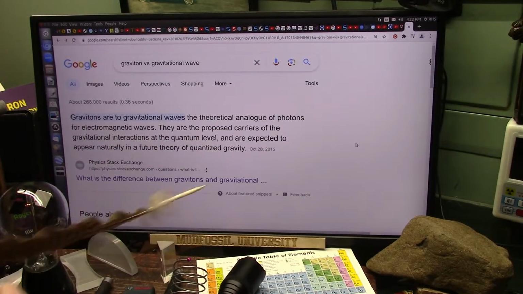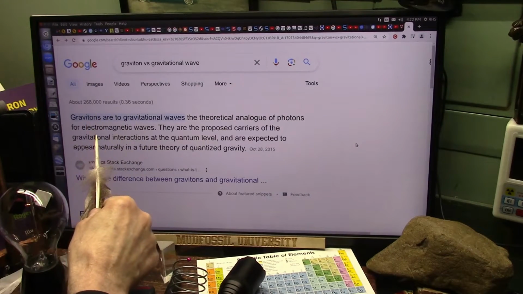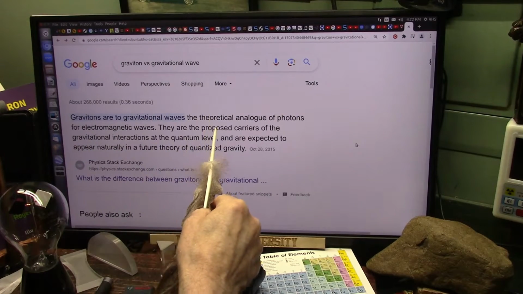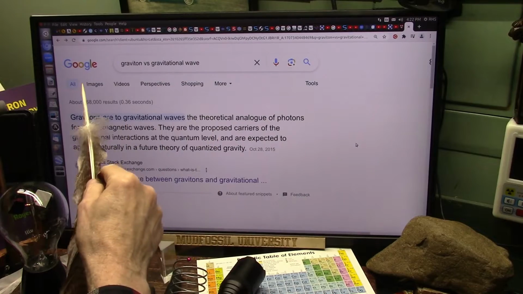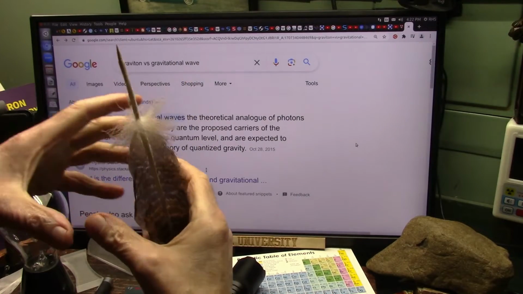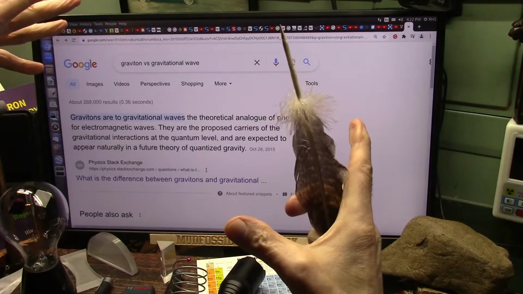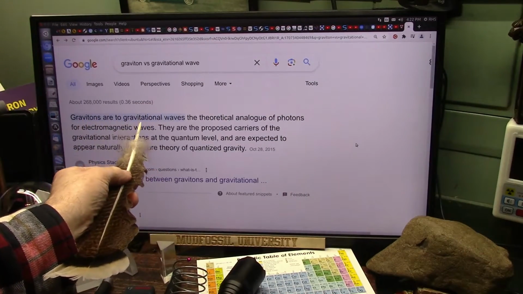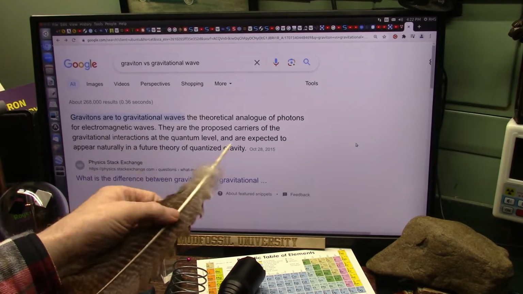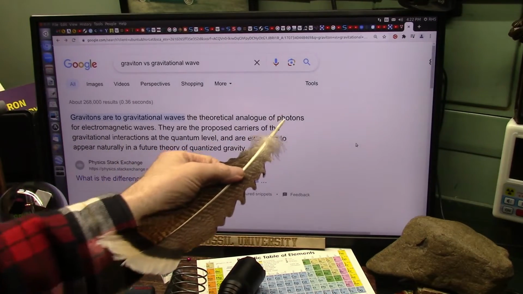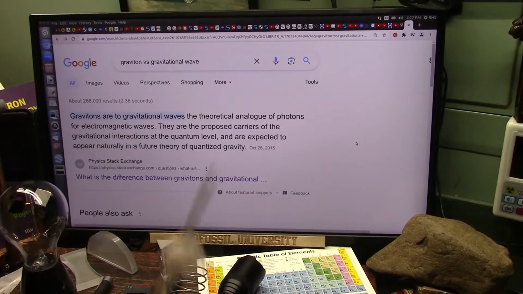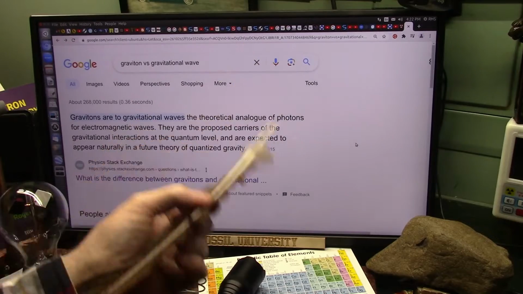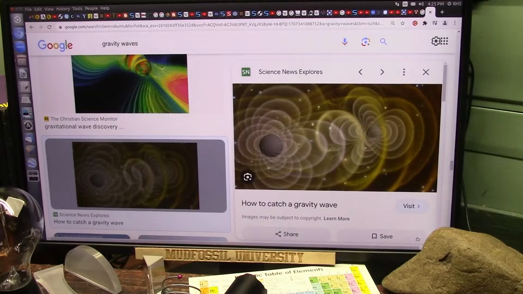Okay, we're going to be talking about gravitons and gravitational waves. And they're theoretically analogs of photons and electromagnetic waves. Well, the photon is the particle I showed you, and the wave is the wave. So we're going to be looking at gravitons and gravitational waves. Gravitons are nothing more than waves of photons, actually, or magnetic particles, electromagnetic particles, which everything is, and photons are the smallest ones.